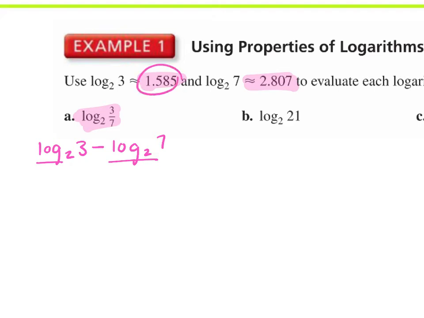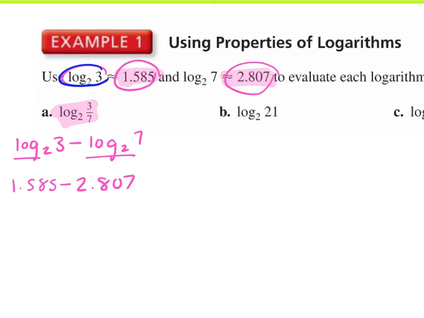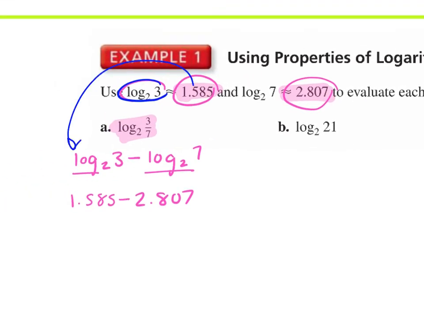Now we can just use the information that's given to us and plug these two values in. So log base 2 of 3 is 1.585 minus log base 2 of 7 is 2.807, and subtract. So we're replacing this log base 2 of 3 with this value here. So we're taking this and plugging it into here. And then we're taking this and plugging it into here. Okay. Chris, what'd you get? Negative 1.222. Awesome.